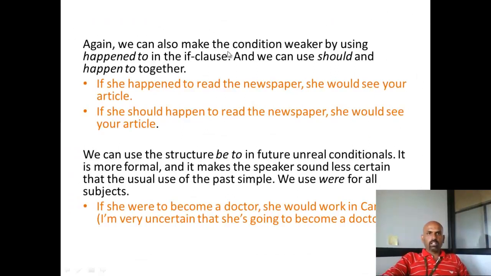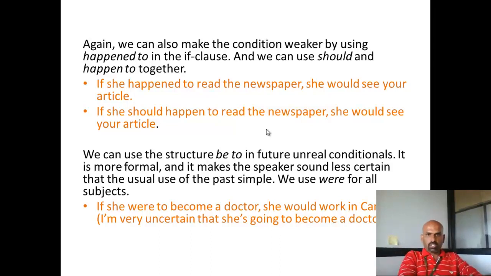Next one, you can make the condition weaker. We can make the condition weaker by using "happen to" in the if clause. We can use "should" and "happen to" together also. Look at that, "happen to" and "should". If she happened to read the newspaper, she would see the article. If she should happen to read the newspaper, she would see your article. This is to make the condition weaker.